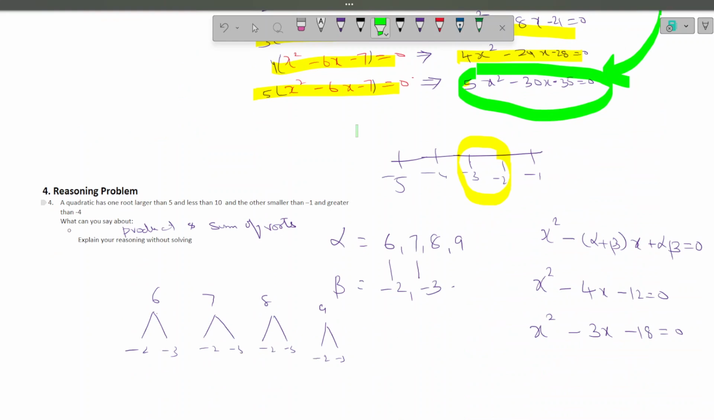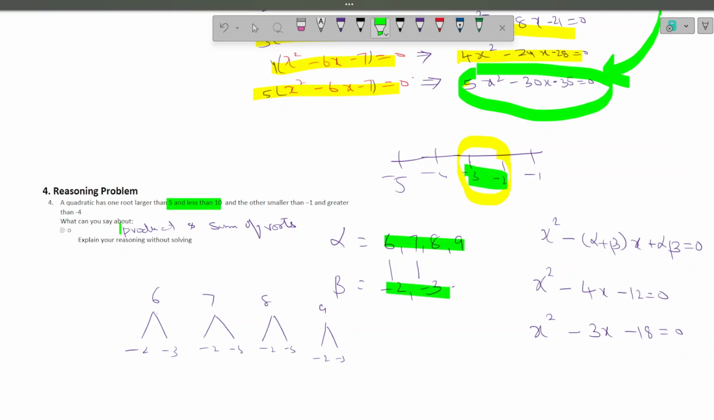Next comes problem solving. Suppose you are giving one condition: a quadratic equation has one root larger than 5 and less than 10. Larger than 5, less than 10 means 6, 7, 8, 9. And the other root is smaller than minus 1 and greater than minus 4. Smaller than minus 1, greater than minus 4. So these are the 2, 3. So these are the roots.